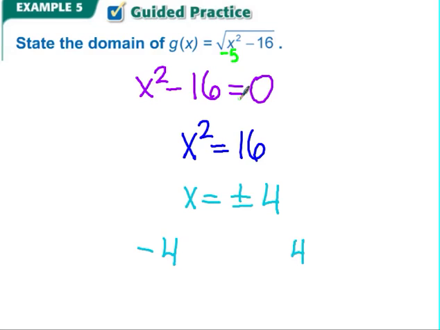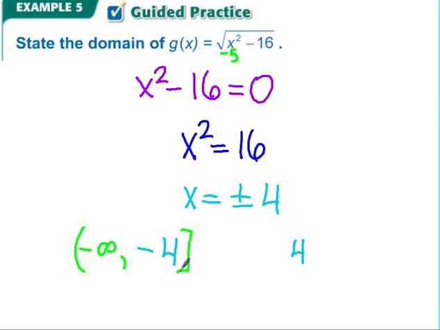If I plug negative 5 in and square it, what do you get? 25 minus 16, does that work? Yeah, so numbers smaller than negative 4 will work. So I'm going to put a negative infinity there. What type of bracket do I use with negative infinity? Parentheses. Do I include negative 4 in a square root? Yep. Okay.